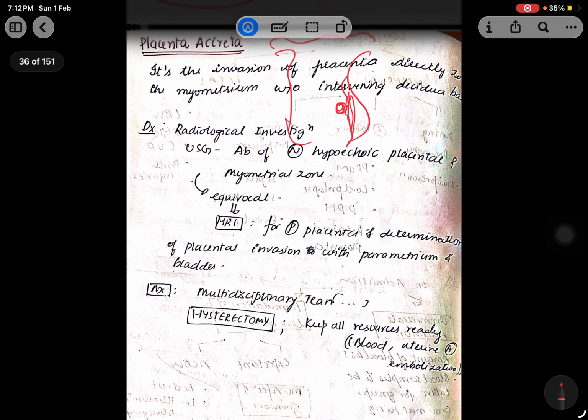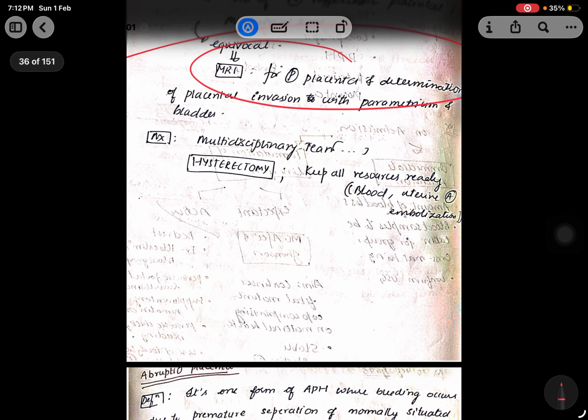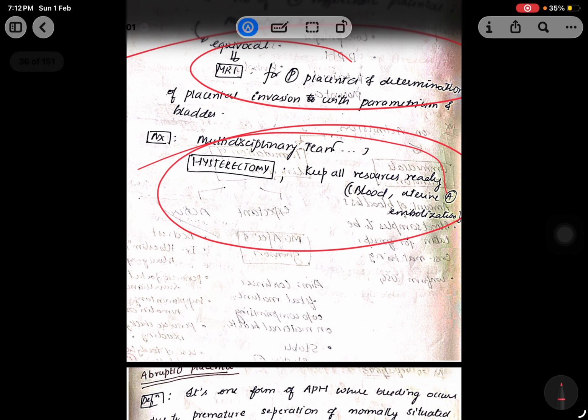So how will you diagnose? The major thing is MRI. Okay, if it is a surgical emergency, the patient will bleed like anything, so you need to keep everything ready. It's also one of the complications, one of the causes of PPH. So you have to go for hysterectomy. Counsel the patient. If the family is already complete, it's better to go with hysterectomy.